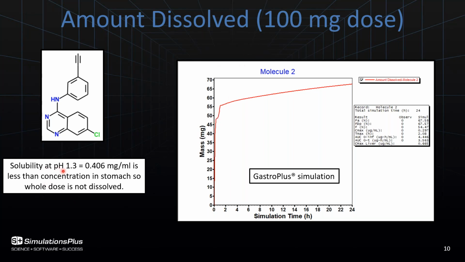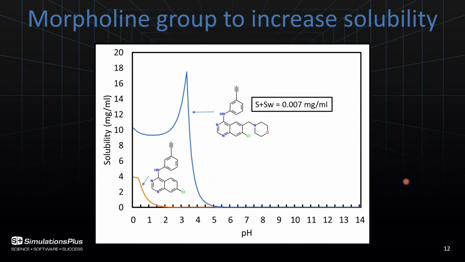the solubility at pH, this is the predicted solubility at pH 1.3, is 0.46, and this is less than the concentration of a 100 milligram dose in the stomach. So the whole dose is not dissolved, and we estimate almost 50%, or 50 milligrams, of it dissolves in the stomach. And then as it works its way down the GI tract, the rest of it starts to dissolve, but it still only gets up to about 65, 66 milligrams dissolved, and the rest would be excreted into the feces. And so the simulation shows a fraction absorbed of about 68% for the molecule.